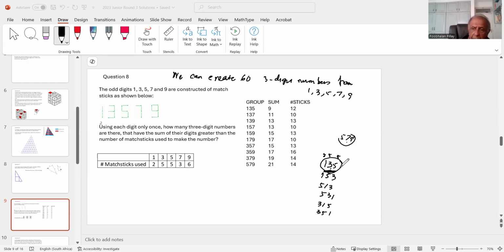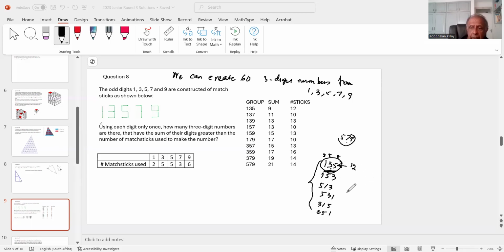So there will be 12 matchsticks for the number 135. You see, it says the number of matchsticks used to make that 3-digit number. So this 3-digit number requires 12 matchsticks. But all these will require 12 because they're using the same lot. So what we do is we just count 135 only, and we know that there are 6 numbers associated with 135. But I'll just take 135 because that particular one has got a specific total, right?